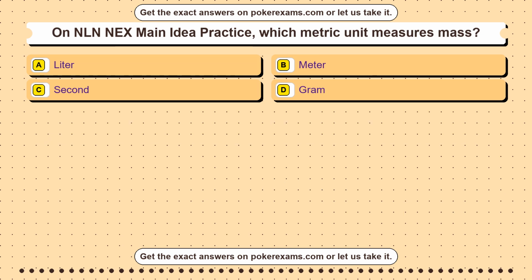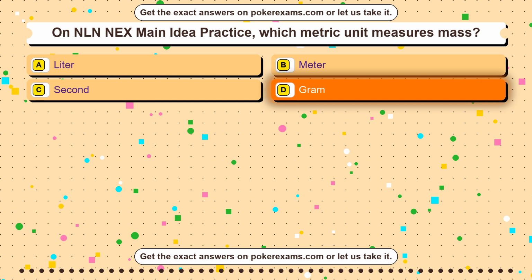Question 14. On Get History Practice Test, which writing choice improves clarity? Option A, add unrelated facts. Option B, repeat the same sentence. Option C, ignore the prompt. Option D, use precise evidence. The correct answer is option D.